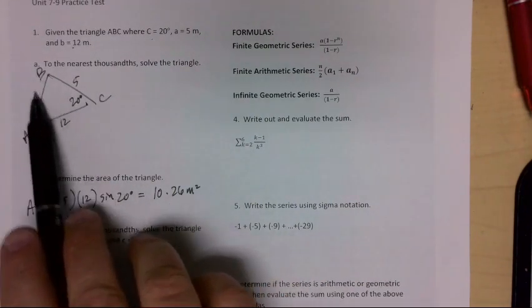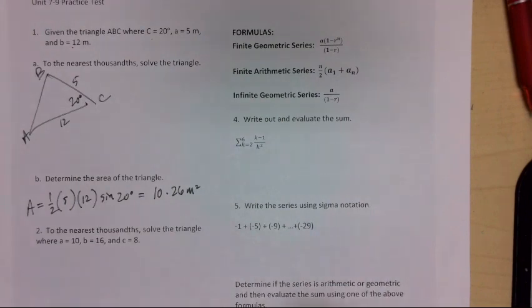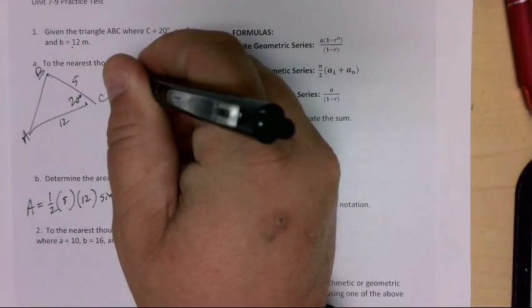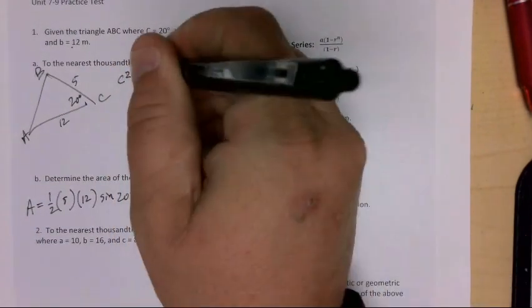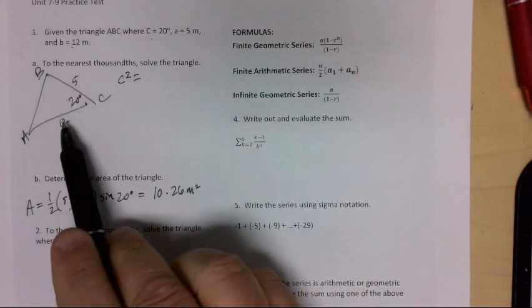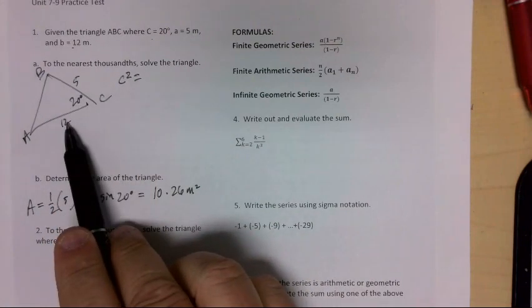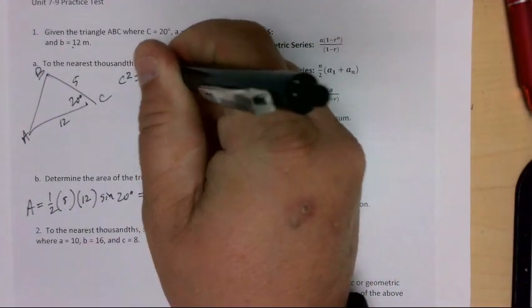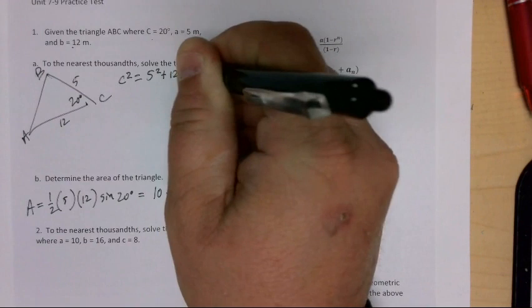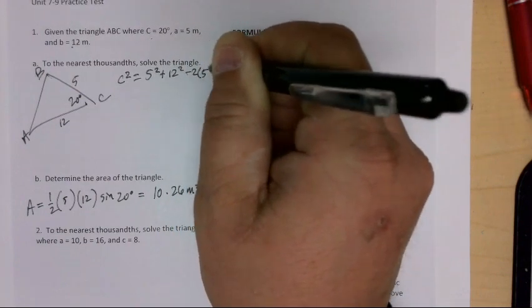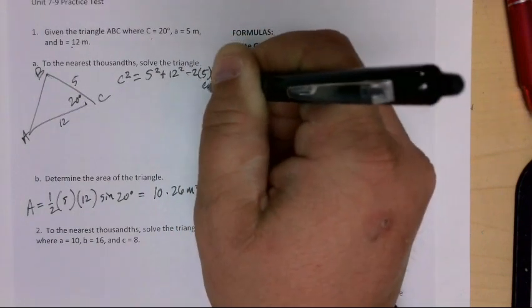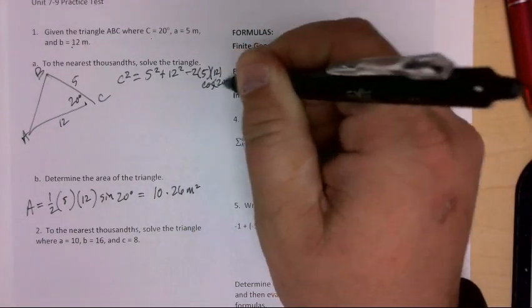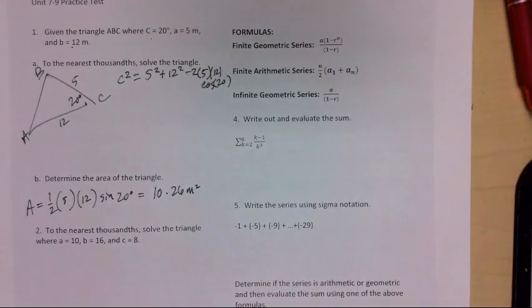Okay, now I need to find this. I don't have a pair of anything, so I've got to use the law of cosines. So I'm going to find side C, because that way I can get a pair. I know to do that, I do C squared equals A squared plus B squared minus 2 times AB times the cosine of 20. So I'm going to set that up. C squared equals 5 squared plus 12 squared minus 2 times 5 times 12 times the cosine of 20.